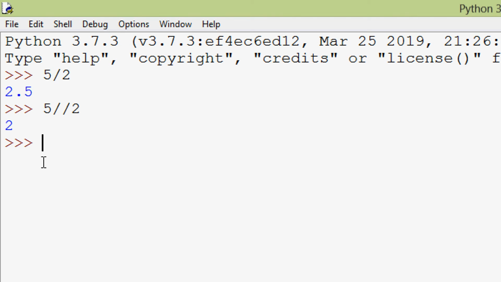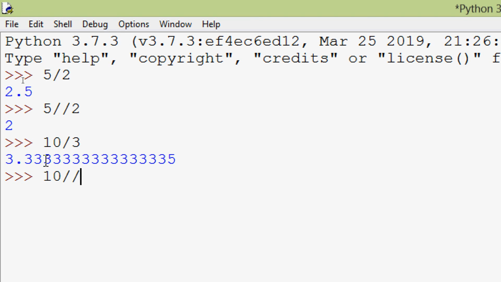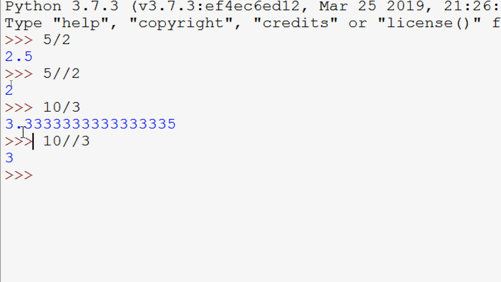Now we will see another example. We know 10 divided by 3, it's 3.3333. Now we are going to try 10 floor division 3, and here we can see it's 3. Here the decimal values are removed and only this 3 is returned.